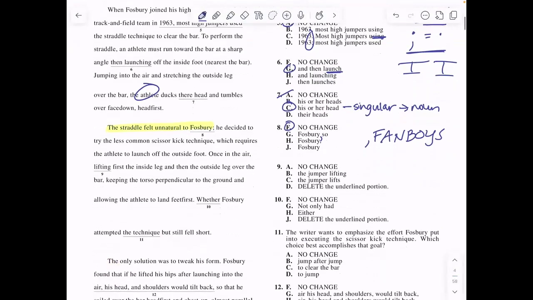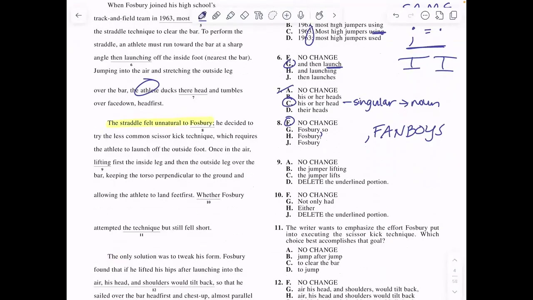Number 9. Once in the air, lifting first the inside leg and then the outside leg over the bar, keeping the torso perpendicular to the ground and allowing the athlete to land feet first. Who are we talking about? Who once in the air? It's going to be C. The jumper. Once in the air, the jumper. Who or what is in the air? The jumper lifts first the inside leg and then the outside leg over the bar. So we would go 9, C.